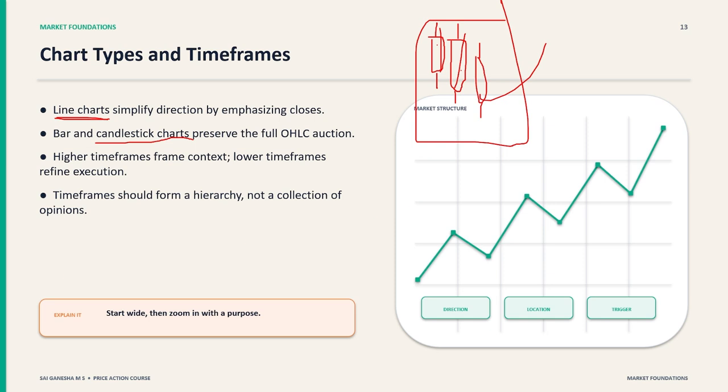And on a daily chart, one candle represents one day. Whatever the time frame is, each candle represents that period, whether it is daily, weekly, or monthly.